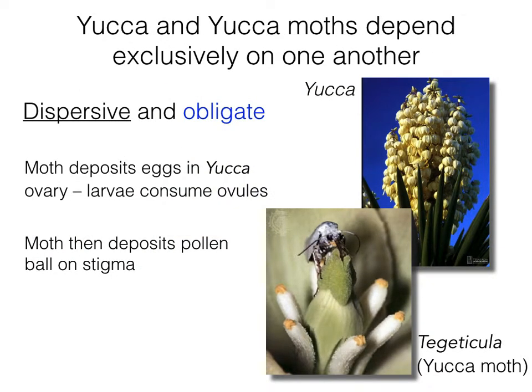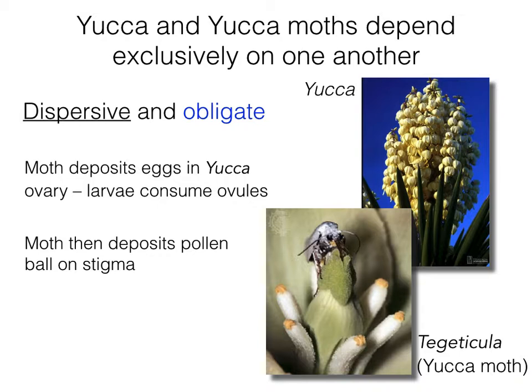The yucca plant and its yucca moth pollinator are an interesting example of a dispersive mutualism. The plant depends on the moth to disperse its pollen and fertilize other plants, and the moth depends on the plant for a protected place with a ready food source to lay its eggs. Mutualisms vary in the degree of dependency between the species. In this example, the species involved depend completely on one another and cannot survive or reproduce without the other.